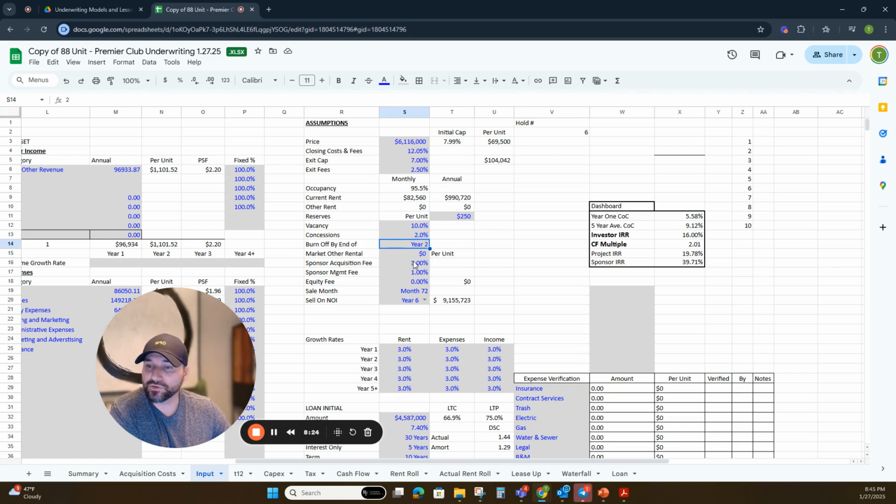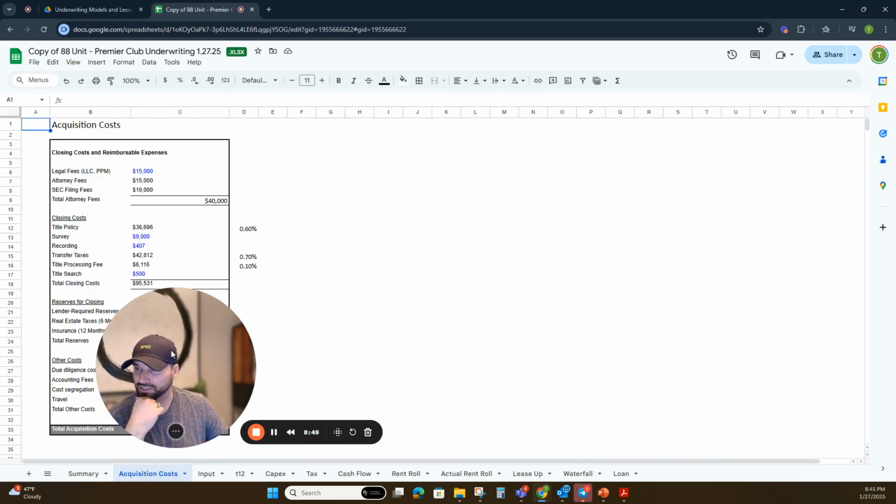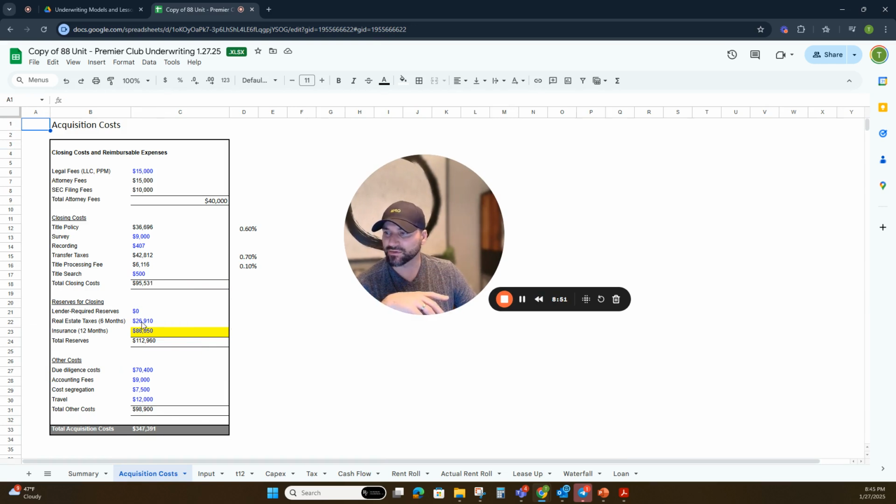Burn off by year 2. Sponsor acquisition fee, 3% acquisition fee. Again, a little rich. If we drop that down to 2, it's going to increase the deal returns. The management fee is at 1%. Sale in month 5. So this is going to be estimating that we're going to sell this property in month 5. This is your purchase price, right? The closing costs and fees, if you go back to the acquisition cost tab here, a lot of these we probably don't need, like these due diligence costs. I guess it's $250 a unit times 8. Let's see, times 800.